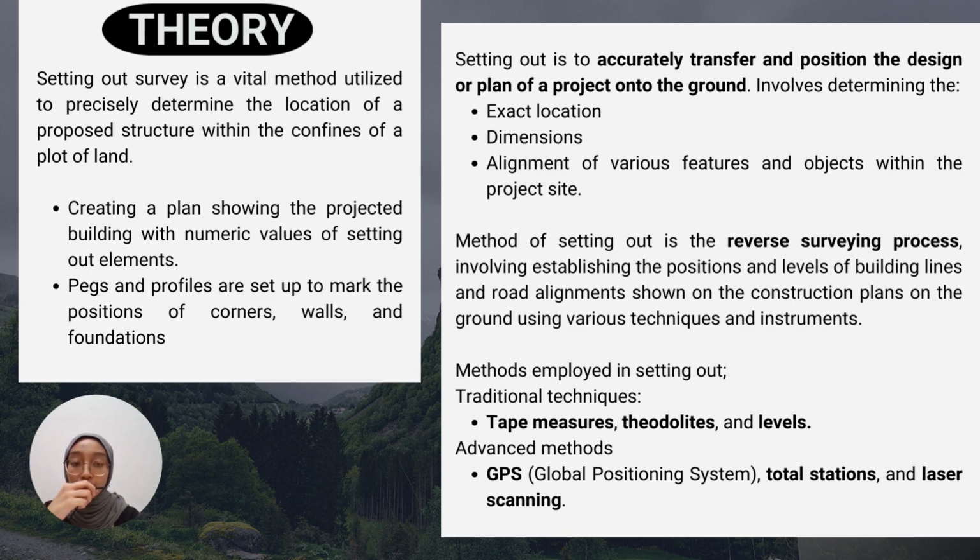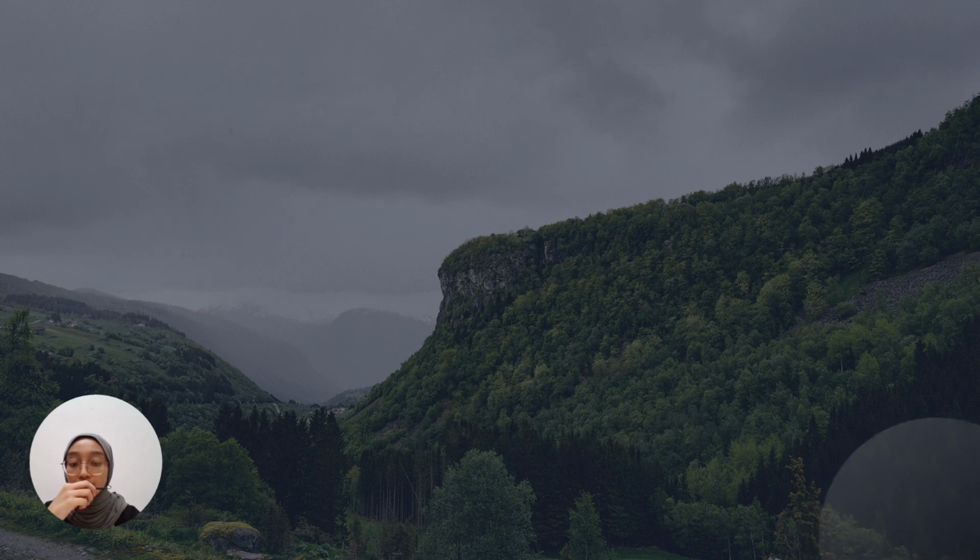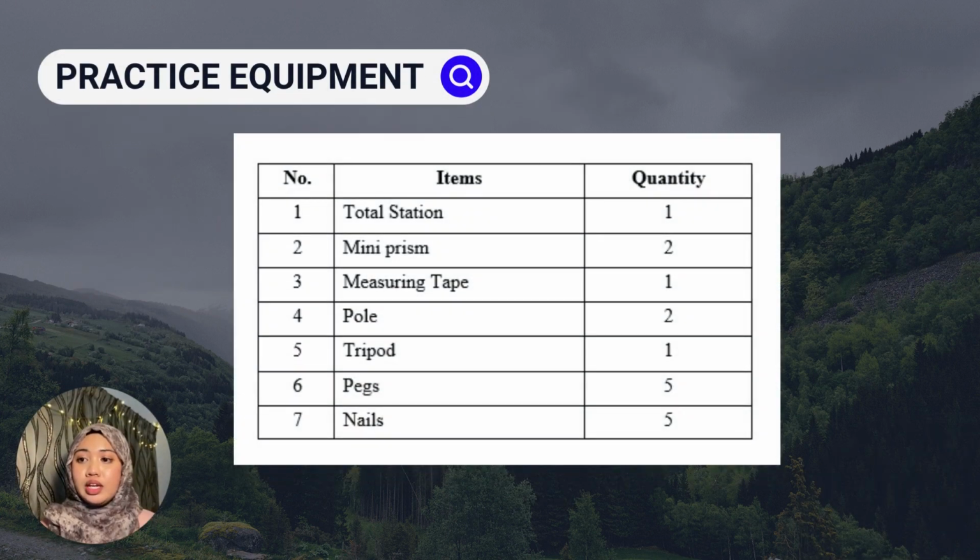Several methods are employed in setting out in geometric engineering, depending on the complexity and requirements of the project. These can include traditional techniques such as using tape measures, theodolites, and levels, as well as more advanced methods such as GPS or Global Positioning System, total stations, and laser scanning. For practice equipment, we need about 7 items which consist of 1 total station, 2 mini prisms, 1 measuring tape, 2 poles, 1 tripod, 5 pegs and 5 nails.